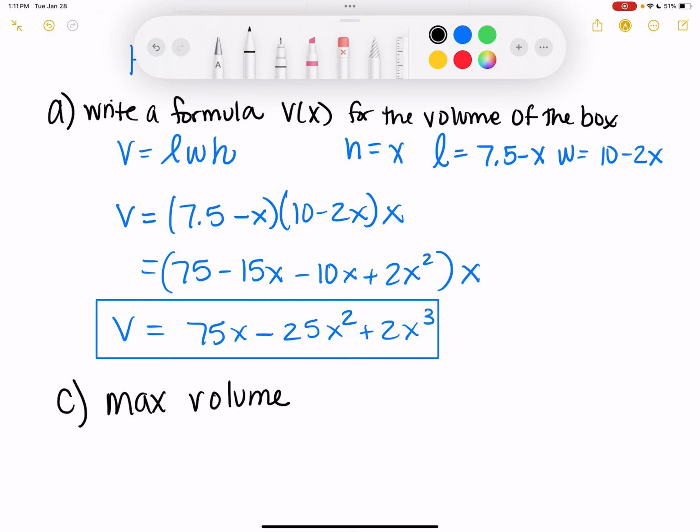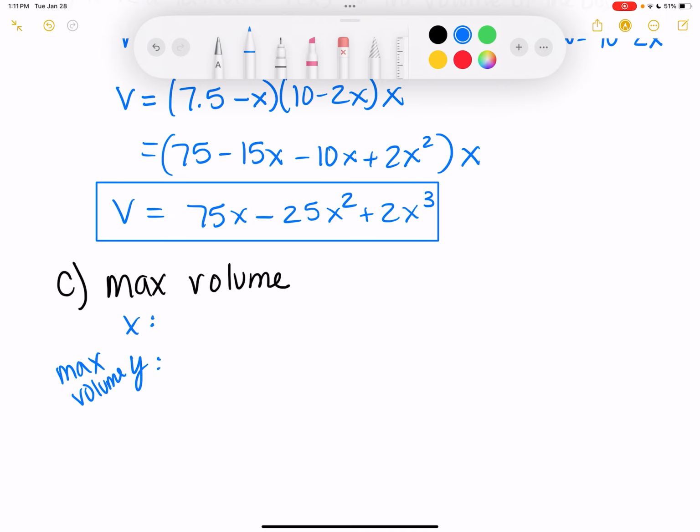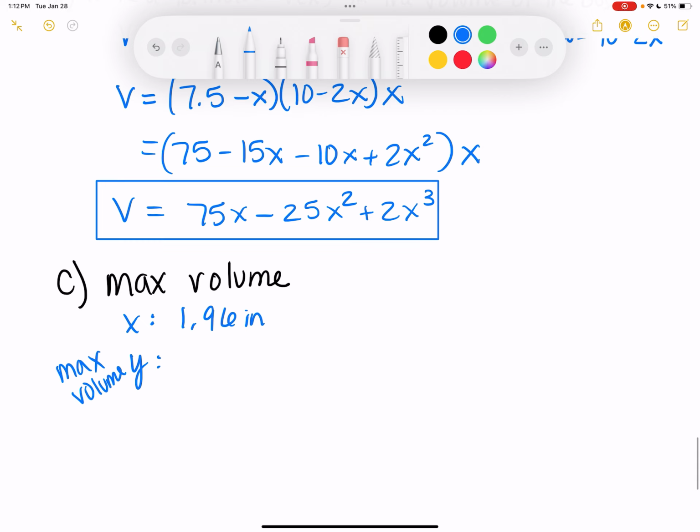We go to finding the maximum. We do the boundaries and whatnot. So we want to know what V would equal. Yeah, well, I want to know the max volume. So the y is going to be the max volume, and x is going to be the chunk that we cut out. Where does that occur? Okay, so X, how many decimal places do you want me to go? Let's just say 2. 1.96 inches. And Y is 66.02 inches cubed.